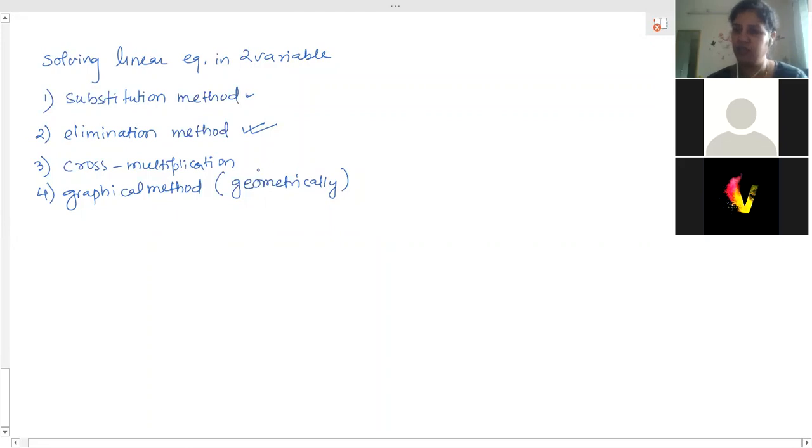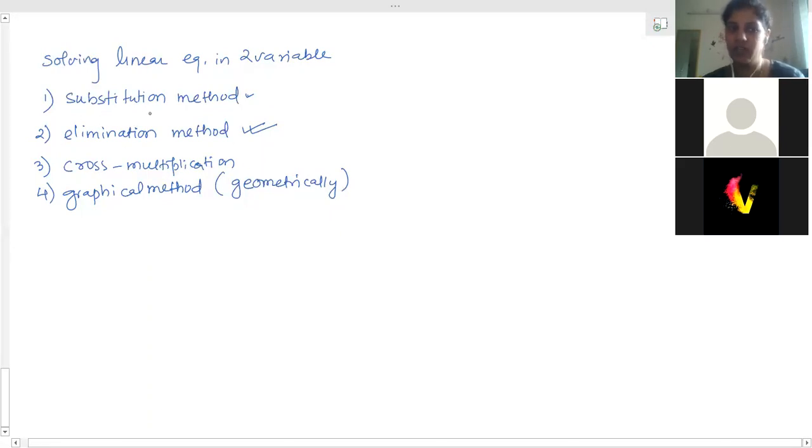Cross multiplication method I will explain to you. But only if it is asked to solve by cross multiplication, then you use that method. Otherwise you are not using it. And the same with the graphical method: only if told to draw the graph do you draw the graph and find the answers. So mostly we are using the elimination method.